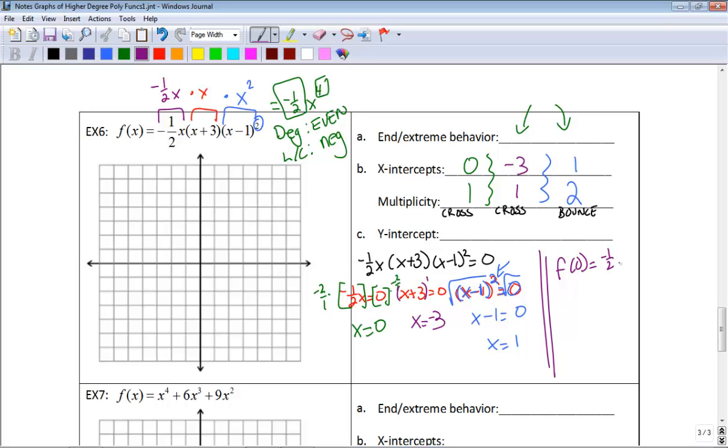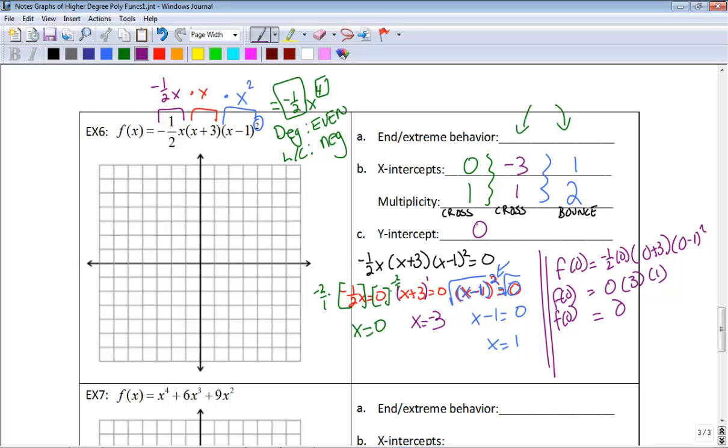Instead of writing x, I write 0 plus 3 times 0 minus 1 squared. Negative 1 half times 0 is 0. 0 plus 3 is 3. And then negative 1 squared is 1, but it doesn't really matter because 0 times anything is 0. So my y-intercept here is 0.